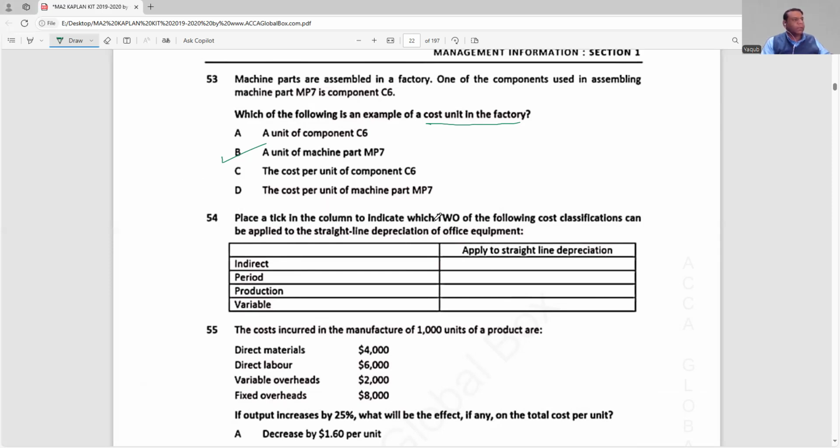Place a tick in the column to indicate two of the following cost classifications that can be applied to straight line depreciation of office equipment. Office equipment is not used for production purposes, so it cannot be part of production overheads. It is a depreciation cost which is a fixed cost or non-cash item, so it can never be part of variable. If we were calculating the depreciation of machinery, it could be part of the production overheads. But right now, depreciation is a period cost and it is part of indirect cost.